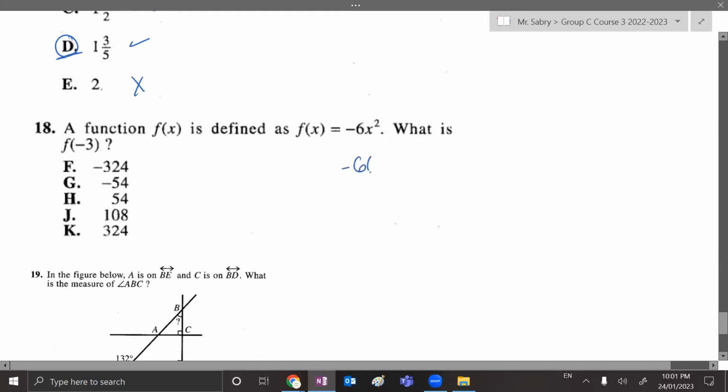This is actually much easier, like the f of g. This is actually easier than the f of g of 4 from before. This is just f of a number, so we're supposed to put the -3 in place of the x right away, to the power of 2. That would get me -6 times 9, which means that the answer is -54, which is G. Also on a calculator it would be done in a second.